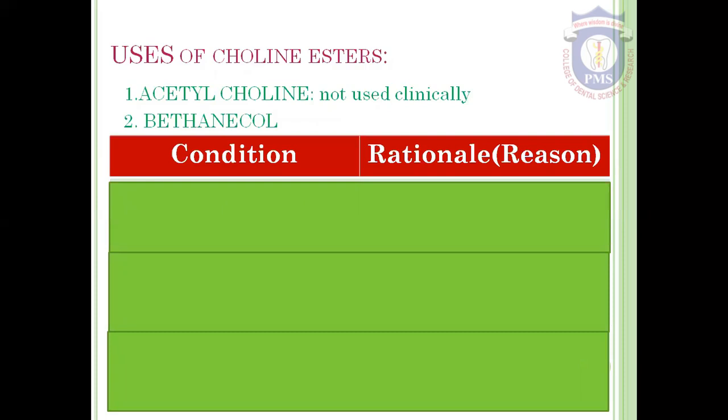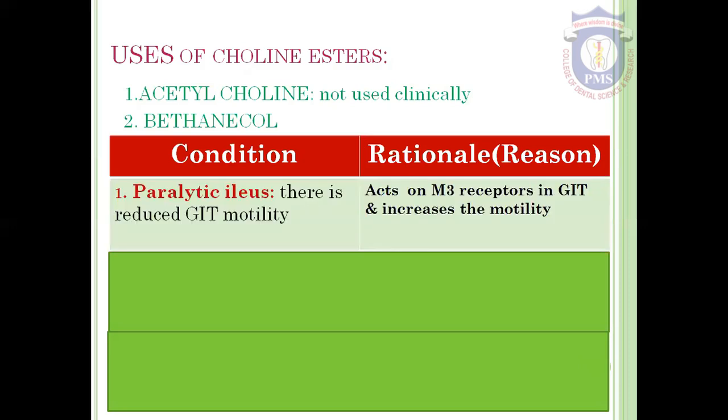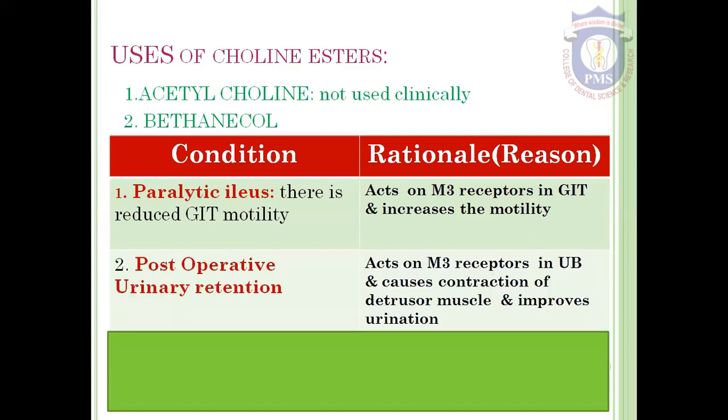Then what are the uses of choline esters? The prototype drug is acetylcholine, but it is not clinically used because it is rapidly metabolized by the enzyme acetylcholinesterase. Then another agent is methacholine, which can be used for the management of paralytic ileus. In case of paralytic ileus, there is reduced GIT motility, so we can increase the GIT motility by use of methacholine. It will act on the M3 receptors and increases the gastric motility.